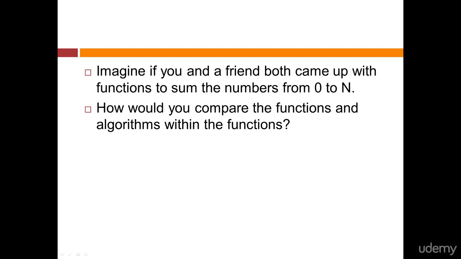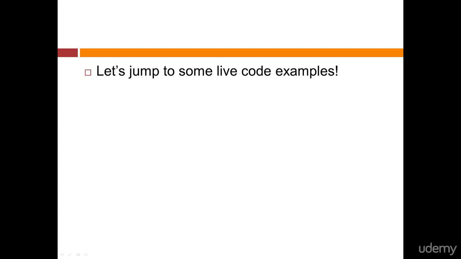What I want you to do is imagine if you and a friend both came up with two separate functions to sum the numbers from 0 to n. How would you compare the functions and algorithms within the functions? How would you know which one was better? How would you even define what better is? So let's jump to some live code examples to explore this further.